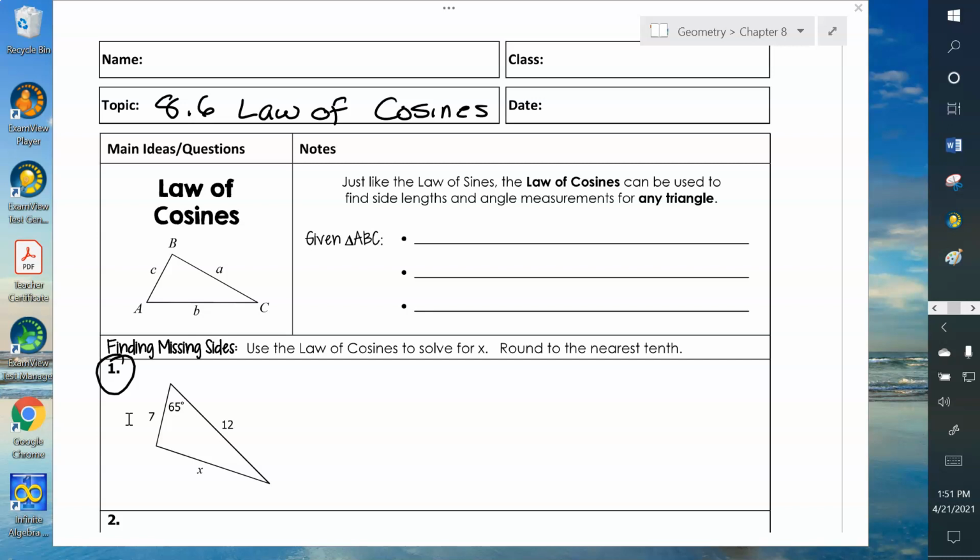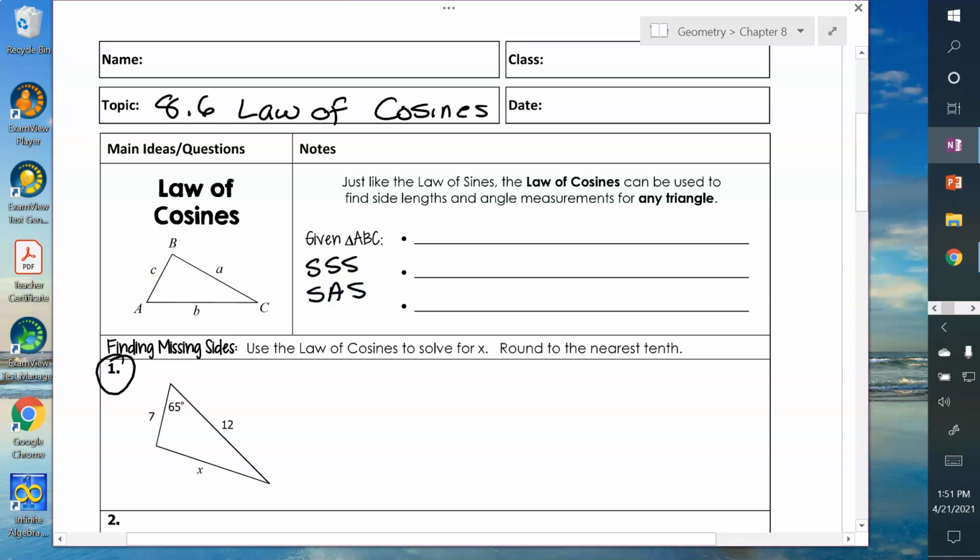Law of Cosines is another way to solve for missing sides and angles on a triangle. Again, it works for any triangle, so you do not need a right angle. The types of triangles that this works best for would be if I give you three sides, side, side, side, or two sides and the included angle, side, angle, side.